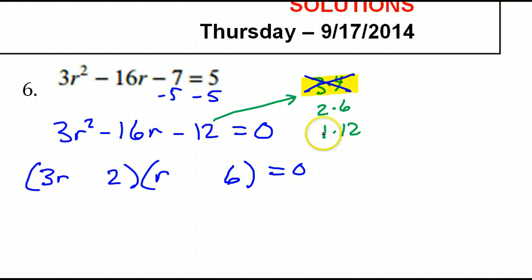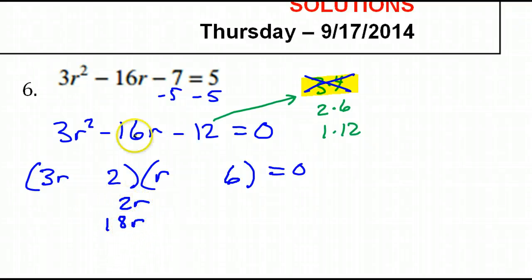Inner, we have 2r. Outer, we have 18, because we're multiplying, 18r. We're trying to get negative 16. Is there any way I can get negative 16r out of 2r and 18r?